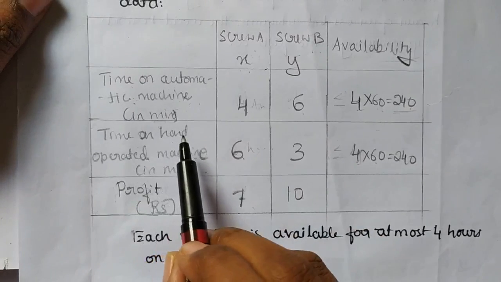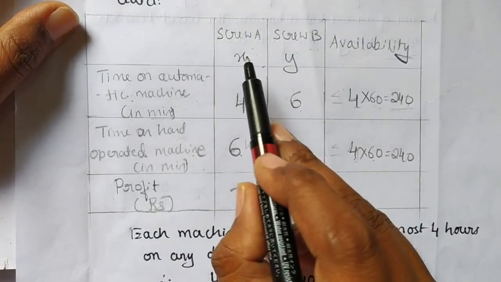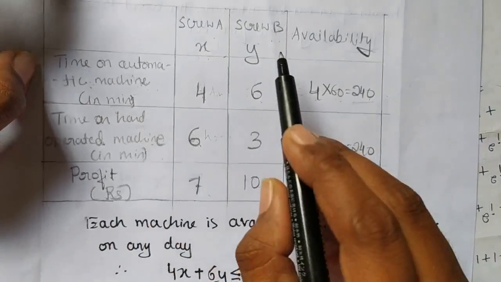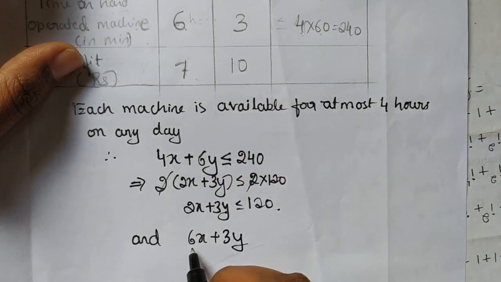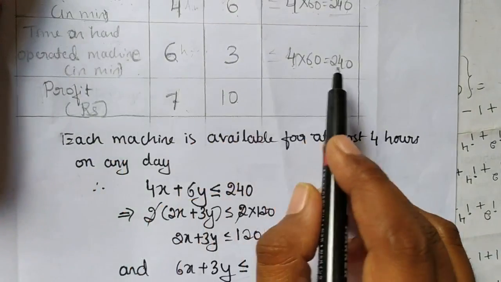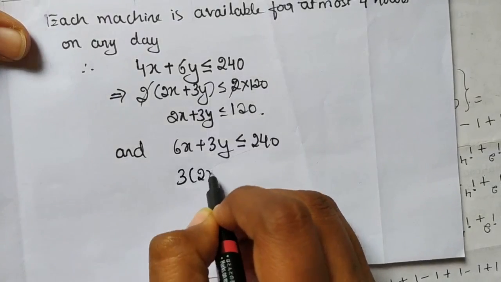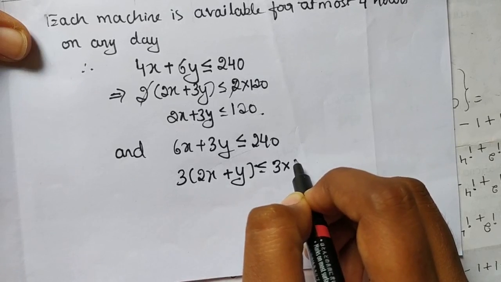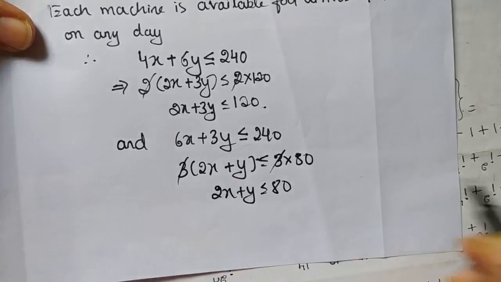The time used on hand operated machine for manufacturing one package of screw A is 6 minutes. Then for x packages it will be 6x. Time used on hand operated machine for one package of screw B is 3 minutes. For y packages it will be 3y. Total time used is 6x plus 3y, and machine is available for at most 4 hours. This machine is available for maximum 240 minutes. Again here I can take 3 common. 3 into 2x plus y is less than or equal to 240 can be written as 3 into 80. 3 gets cancelled. We get 2x plus y is less than or equal to 80.